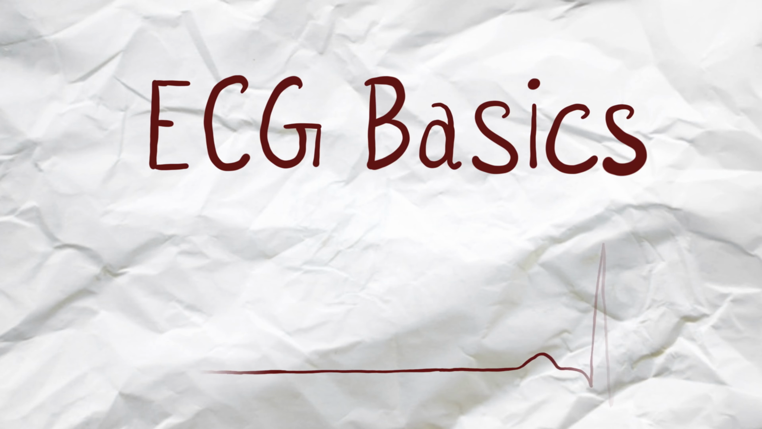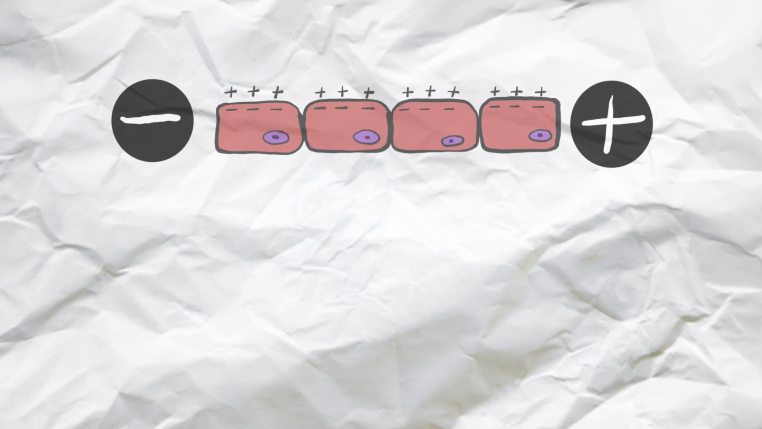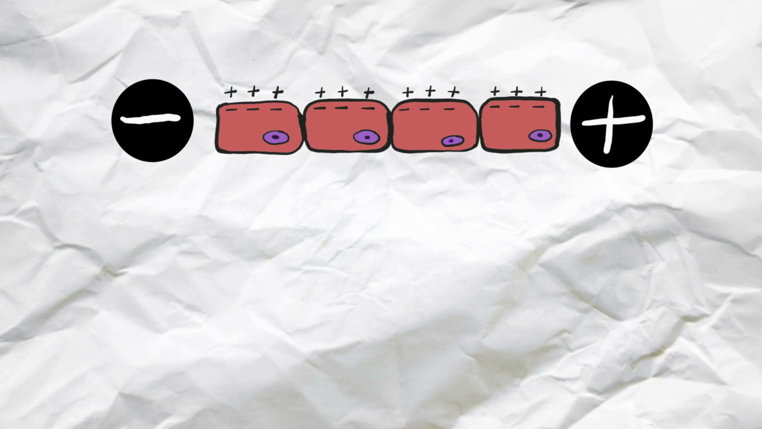First, we're going to review electrical recording basics. Electrodes measure the differences in electrical charge between two different points. So here we have a series of cells with electrodes at either end, the one on the right being the recording electrode. At rest, when all of the cells are negative, there is no difference in the charge, and thus a flat line is recorded.